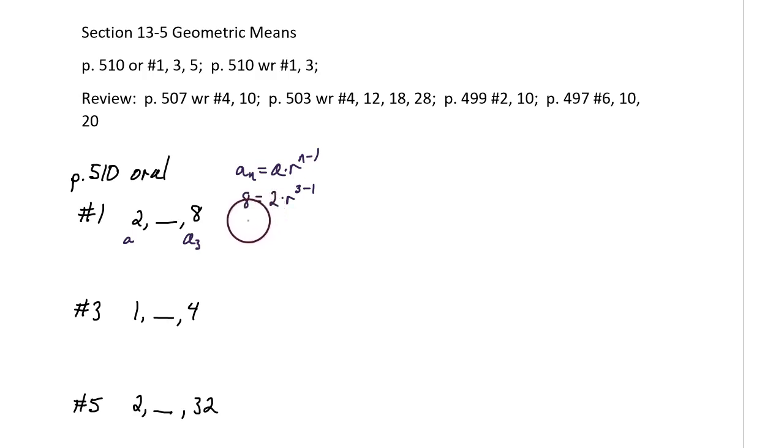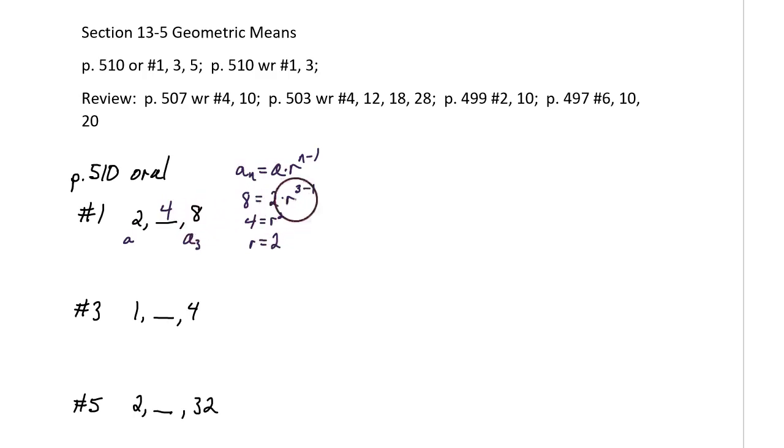So dividing by 2 on both sides, we have 4 is equal to r squared, and taking the square root and only doing the positive square root because the directions say to think of positive answers for r, we're going to get r equals 2. Once we know the common ratio, we can times that to the first number to find that missing number. Just to check that we're right, 4 times 2 does make 8.